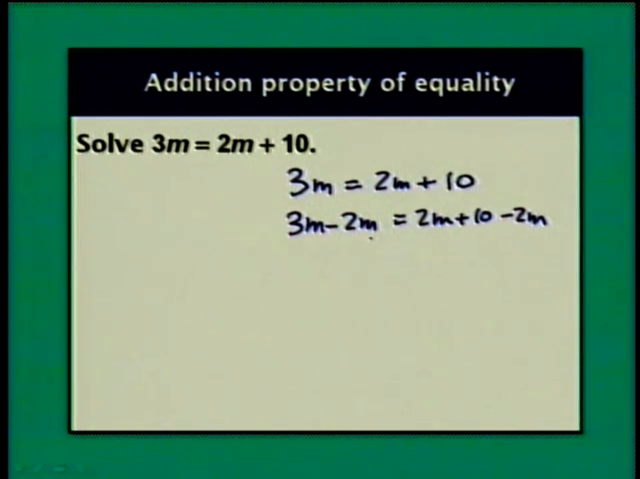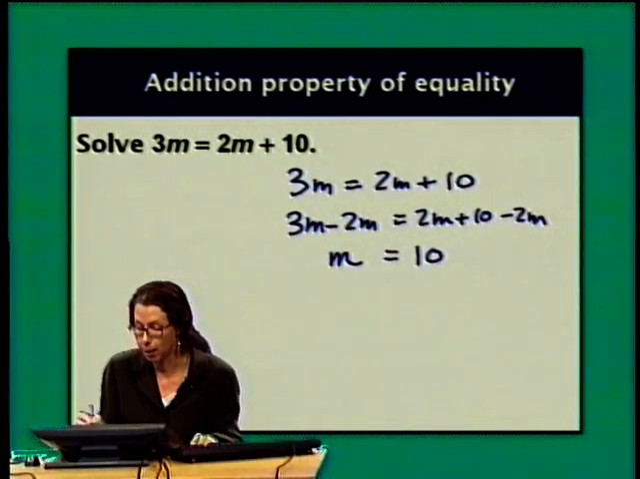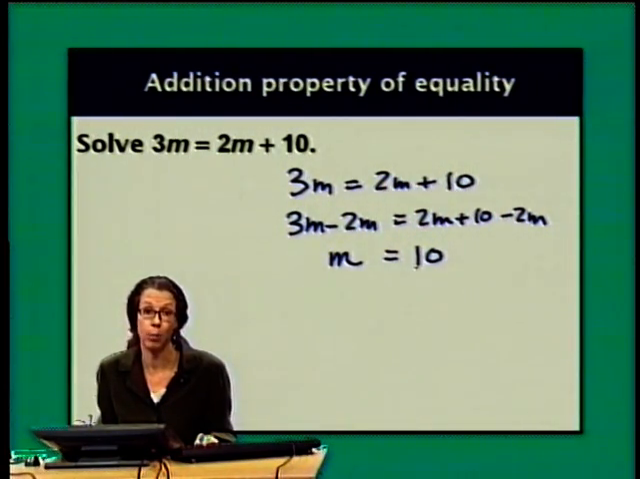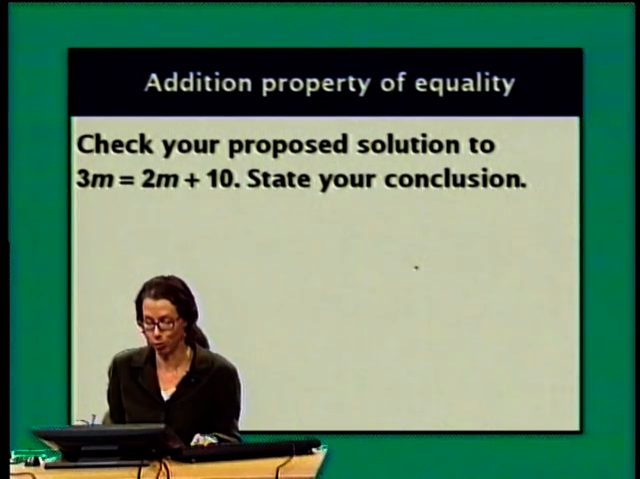So 3m minus 2m is 1m, or just m, and on the right, I'm just left with 10. So in just one step, I really ended up with an equivalent equation in the form that I wanted, m equals 10. The solution to that equation is obvious. It is 10. So let's check that proposed solution.